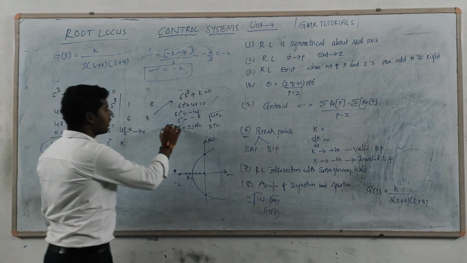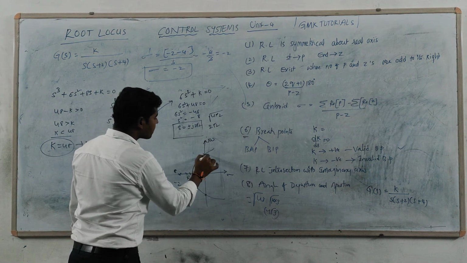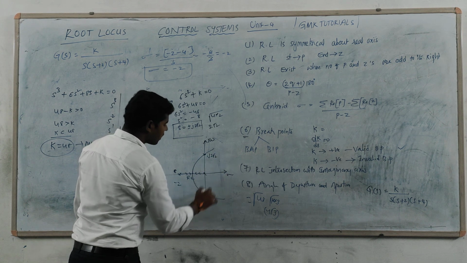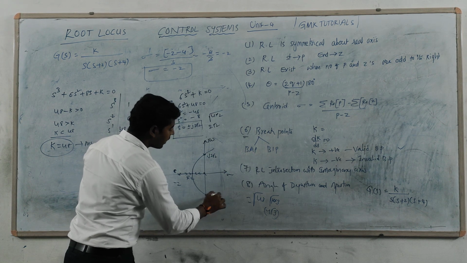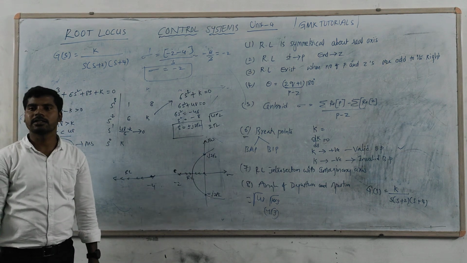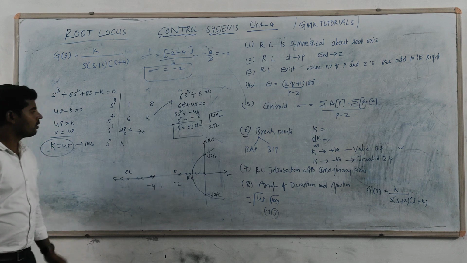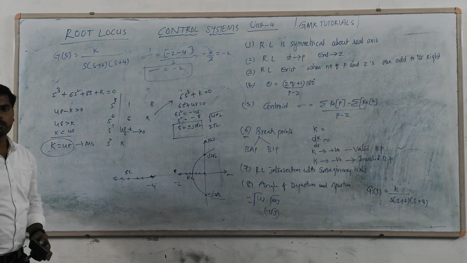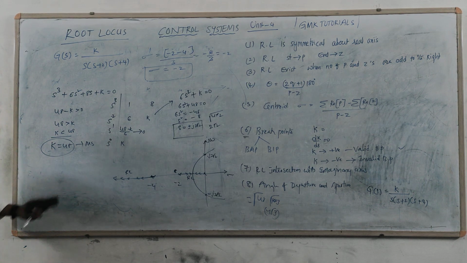So this is a point where s is equal to plus j 2 root 2 and minus j 2 root 2, the intersection points of the root locus with the imaginary axis. That is the procedure for finding the intersection of the corresponding rule number 7. Up to now it is clear, right, everyone?